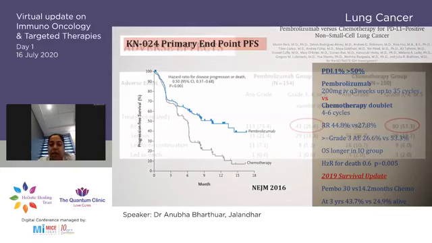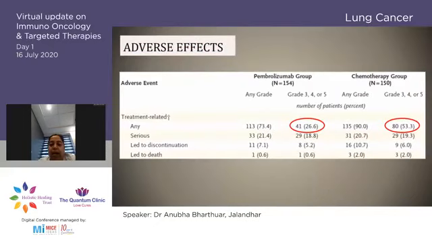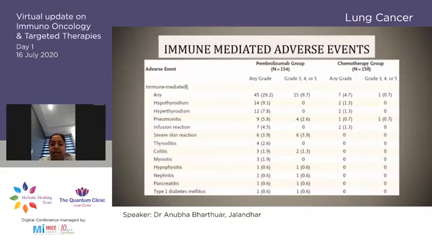As we talked about before, the side effects were much lower with the pembrolizumab compared to the chemotherapy group. But we did realize that it is not all roses with immunotherapy, because there are immune-mediated adverse events seen in 30% of the patients. The grade 3 or higher immune-mediated events were about 10% in this group. And the most common was hypothyroidism, followed by hyperthyroidism and pneumonitis, infusion reactions, etc.